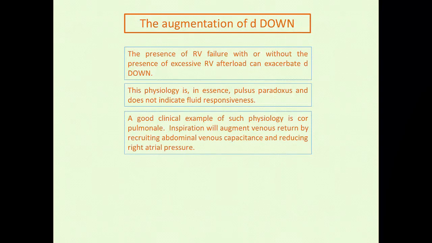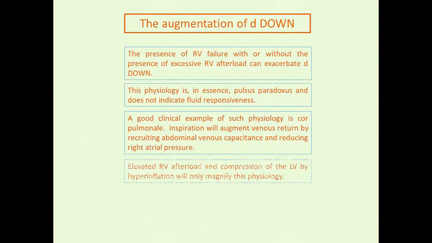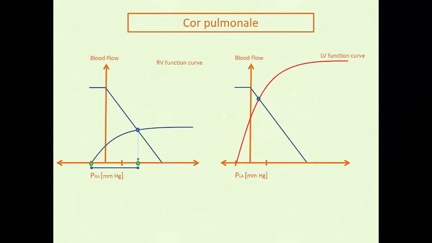Inspiration will augment venous return by recruiting abdominal venous capacitance, therefore improving the pressure head for driving blood back to the right heart and simultaneously reducing right atrial pressure. So you dramatically increase the gradient for blood return to the right heart. Elevated right ventricular afterload and compression of the left ventricle by hyperinflation of the lungs in cor pulmonale will only magnify this physiology. So this is one of the caveats for a D down in a spontaneously breathing patient. One consideration would be the clinical state of cor pulmonale.